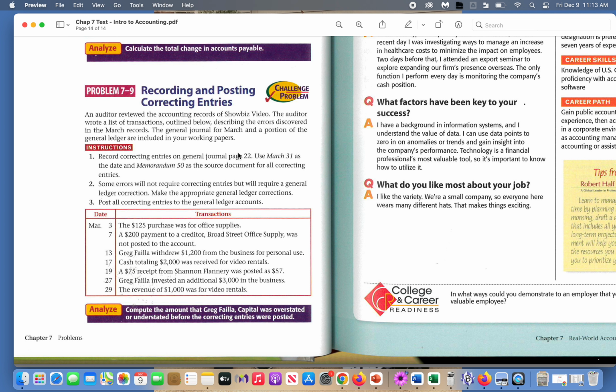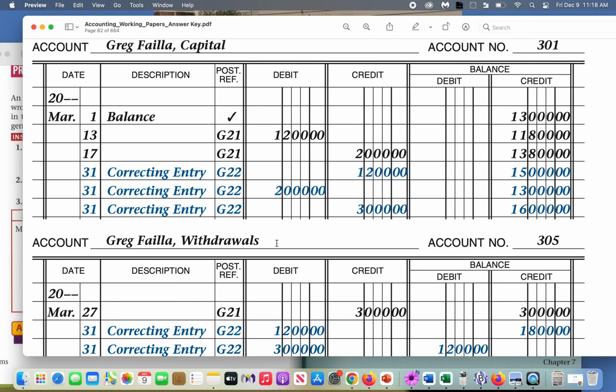Let's go check our posting and see if we did it to capital as well. So I should check the 13th right here. Cash and bank, perfect. Credit 1,200. Here's my capital and here's my withdrawals. I did not post to my withdrawals. I posted to capital. Okay, so there's 1,200. I need to debit the correct amount, which is withdrawals, and credit back my capital.